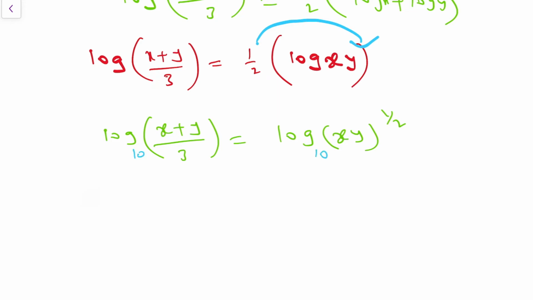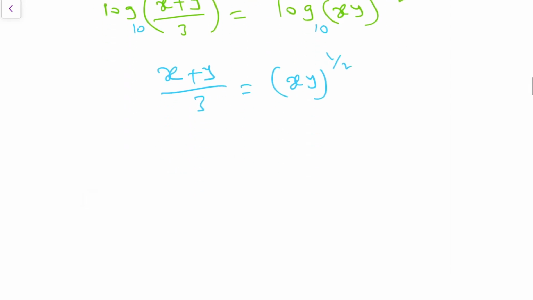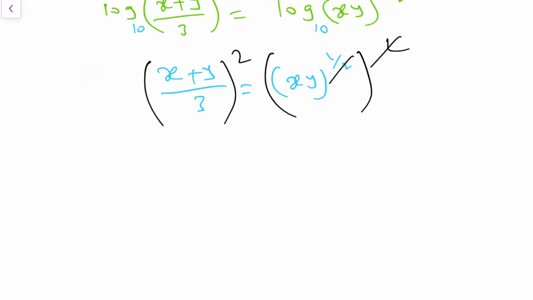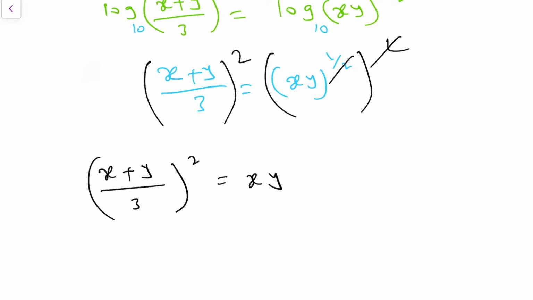For both the logarithms, if the base is the same, and there are no other extra numbers, then we can compare the main numbers. The left side main number is (x plus y) divided by 3, which equals the right side main number, xy whole power 1 by 2. To remove this power 1 by 2, I square both sides so that it cancels. Now we are left with ((x plus y) by 3) whole squared equals xy.